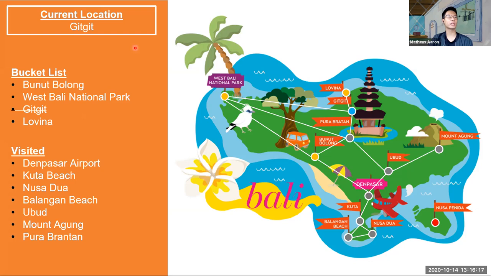Git Git has three neighbors: West Bali National Park, Lovina, and Pura Berantan. But I visited Pura Berantan before. The National Park is already on my bucket list. Go to Lovina. I add Lovina to my bucket list.